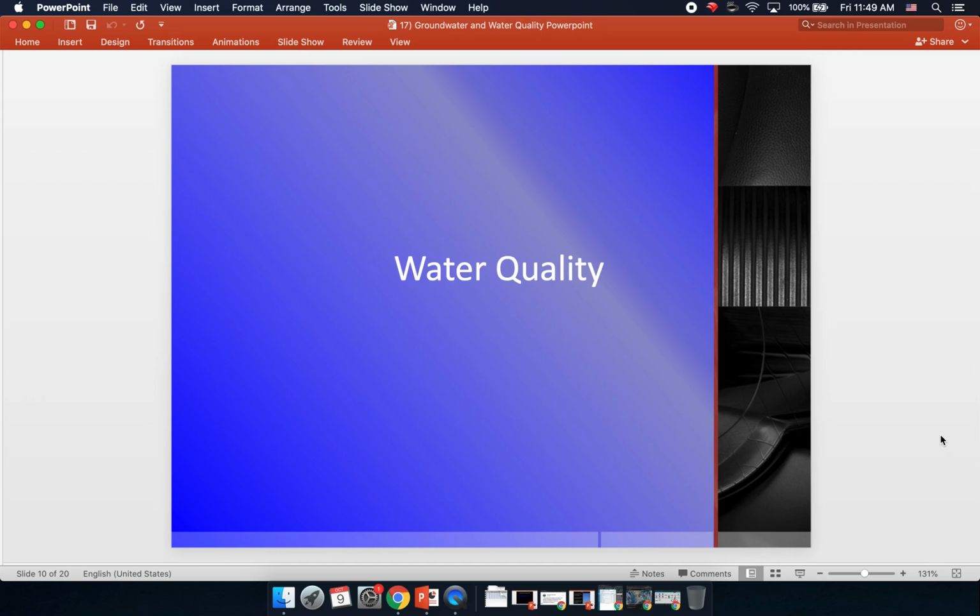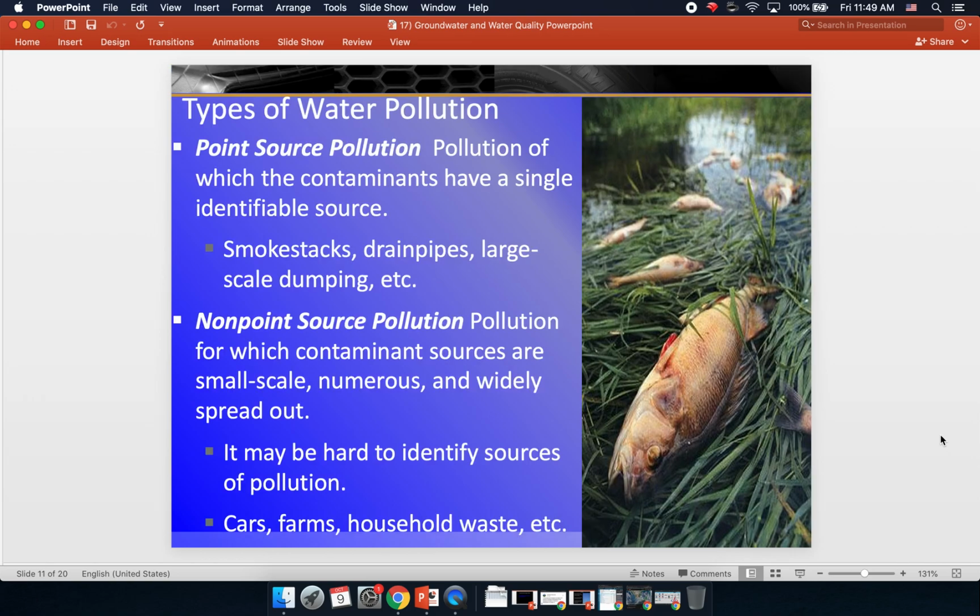All right, moving on now to water quality. Let's talk about types of water pollution. The first one we'll talk about is point source pollution. This is pollution of which the contaminants have a single identifiable source. You can see the source and say that's where the pollution is coming from. It's readily identifiable. We're talking about smokestacks, drain pipes, large-scale dumping. Imagine something like a factory that is releasing wastewater into the environment. It's some kind of source where you can tell.